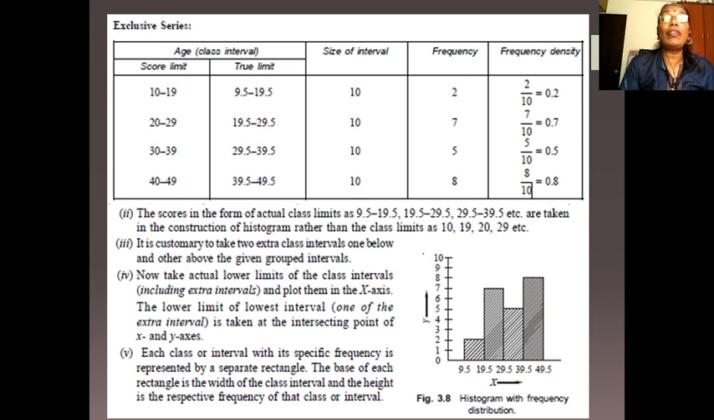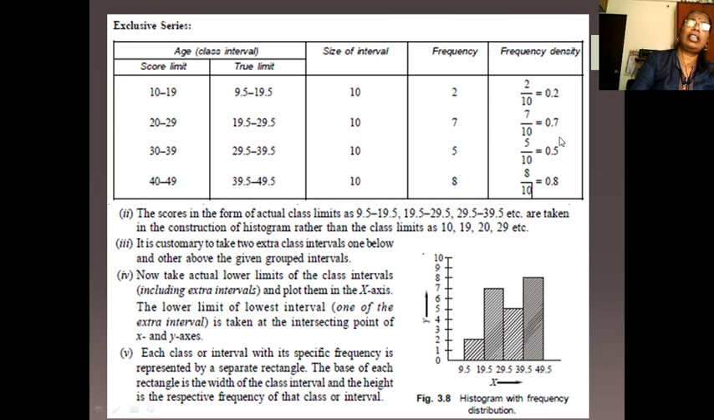Then size of interval. The size of each interval is 10, means in that class the size is 10. The frequency which you observe in that case is written in this manner. And frequency density is nothing but 0, 2 divided by 10, 7 divided by 10, 5 divided by 10, 8 divided by 10 means 0.8. This is the frequency density.